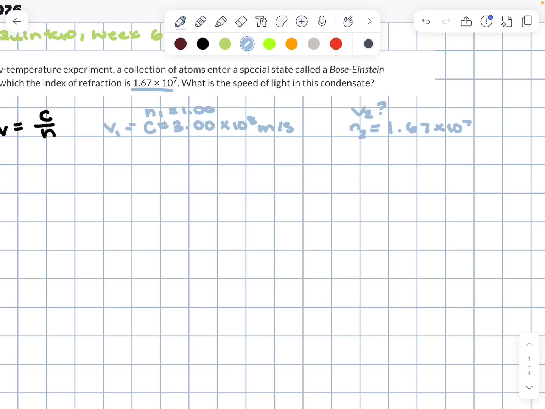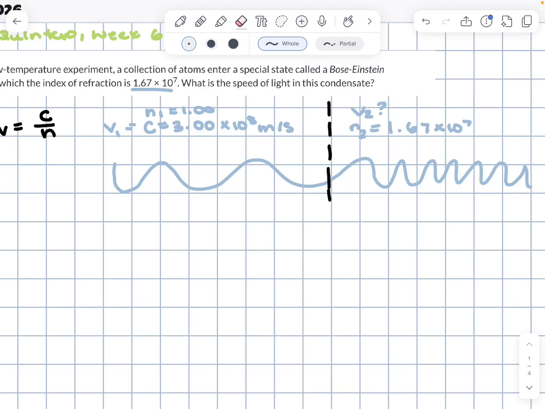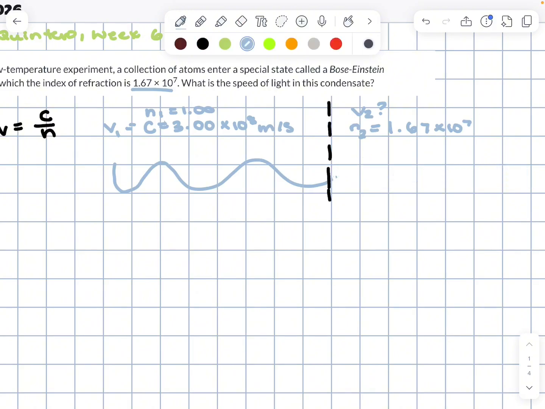With that said, we can tell that because this has a higher index, it's going to be a shorter wavelength. So for our image, I was thinking we can draw a long wavelength for this, and then this could be much shorter. That kind of represents where we're going. It's a much faster increase in speed. It's like right when it hits that, it becomes really, really fast.